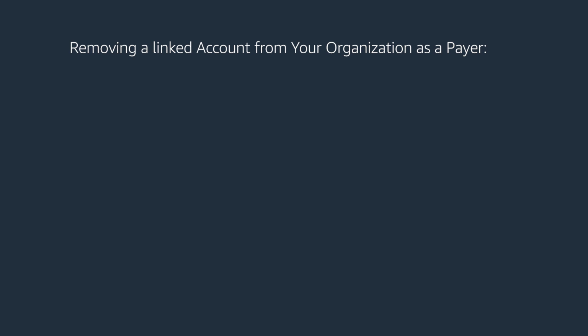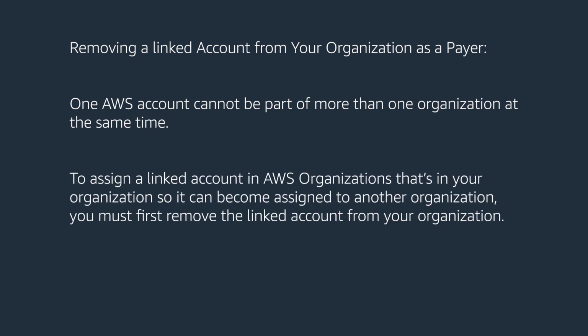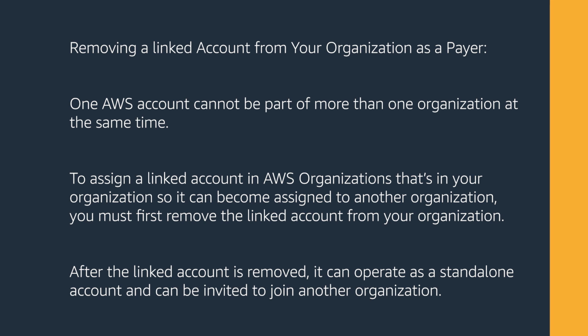Step 1. Removing a linked account from your organization as a peer. One AWS account cannot be part of more than one organization at the same time. So, to assign a linked account in AWS Organizations that's in your organization so it can become assigned to another organization, you must first remove the linked account from your organization. After the linked account is removed, it can operate as a standalone account and can be invited to join another organization. Here are the steps a peer of an AWS organization can take to remove a member account.